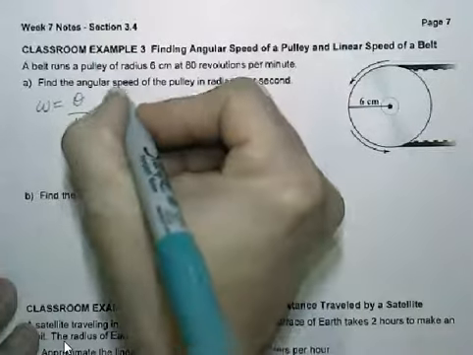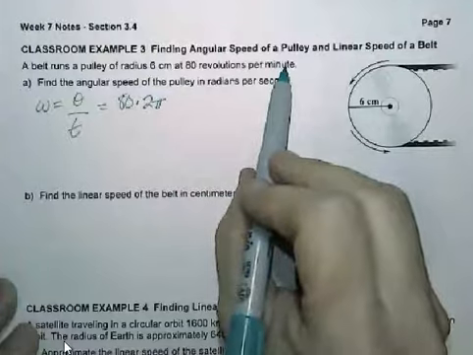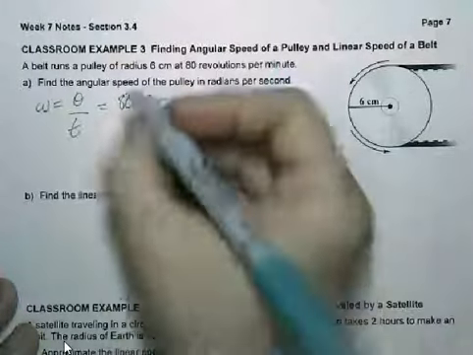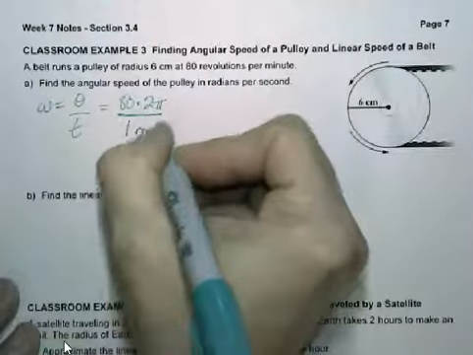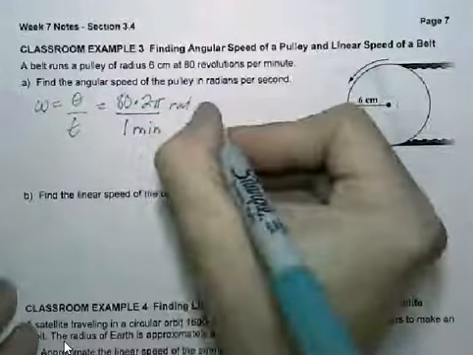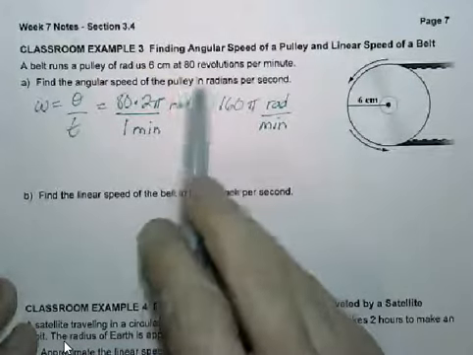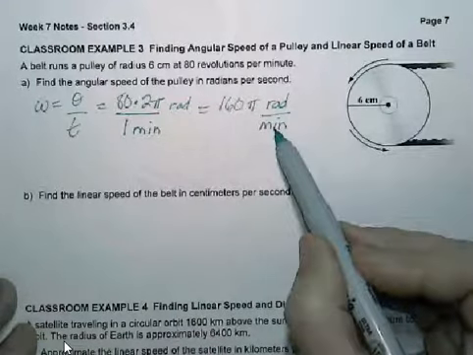That means that our theta is going to be 80 times 2 pi. And then it tells us the amount of time. This is per minute, so we could make our time equal to 1 minute. That gives us radians per minute. Now the question was actually asking for the answer in radians per second. So now we need to convert the minutes to seconds.